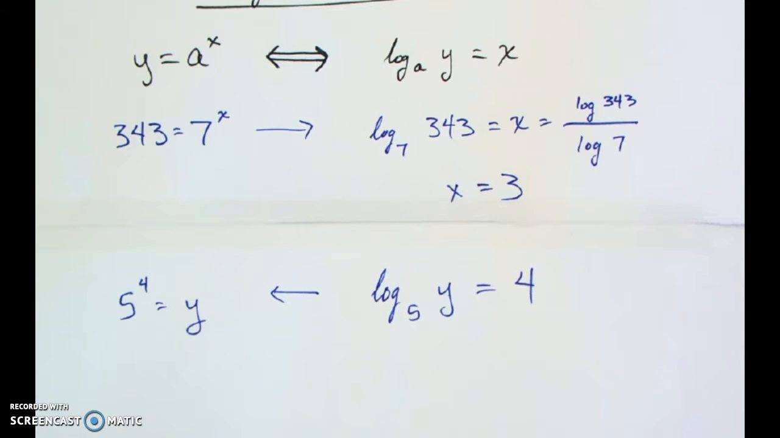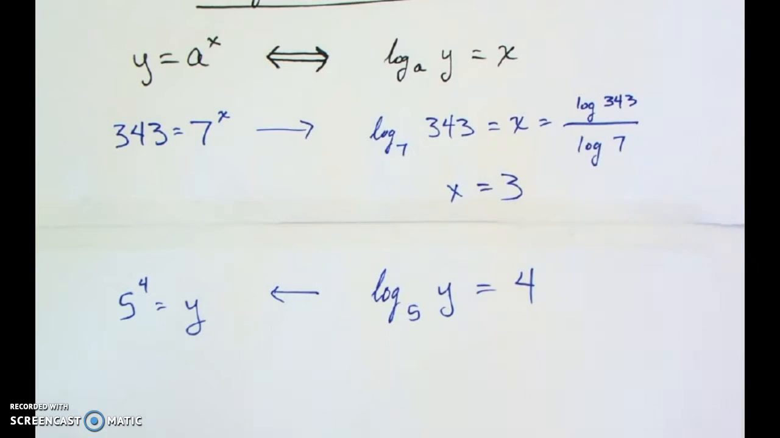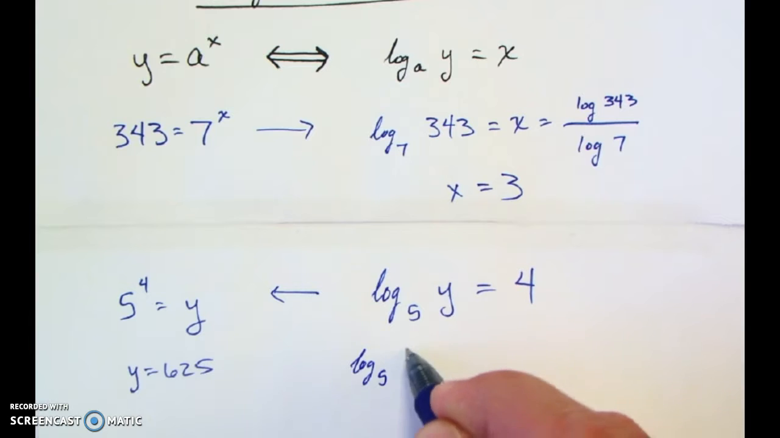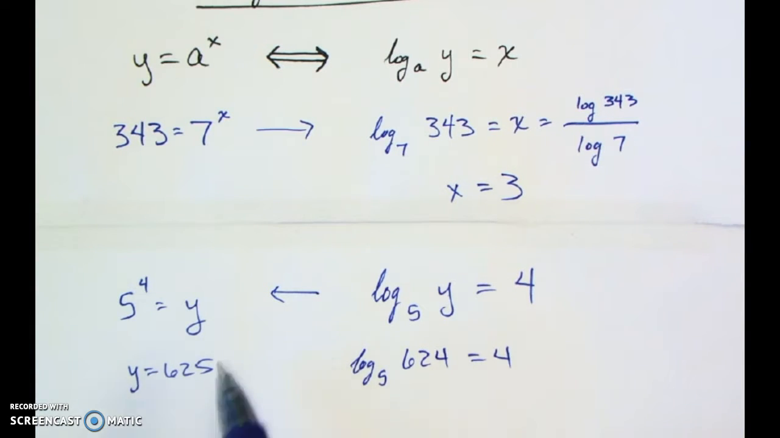And again, we can now use our calculator at this position, so we have 5 raised to the 4th is 625. So our y value is 625, which means that the log base 5 of 625 is equal to 4. So we need to be able to go back and forth between the two.